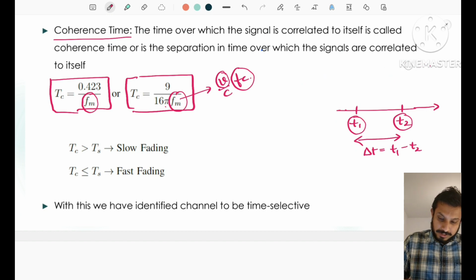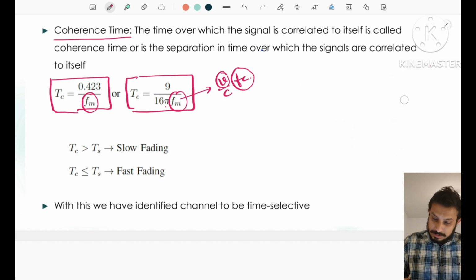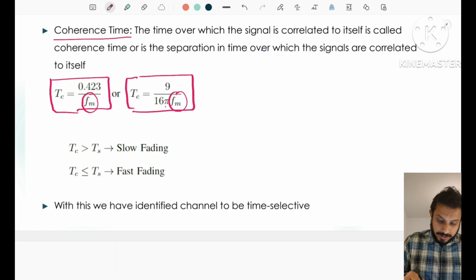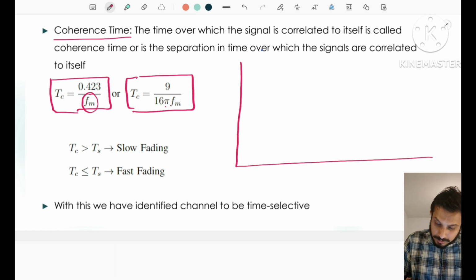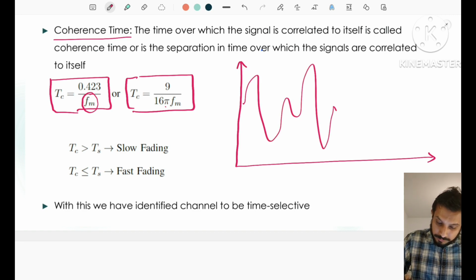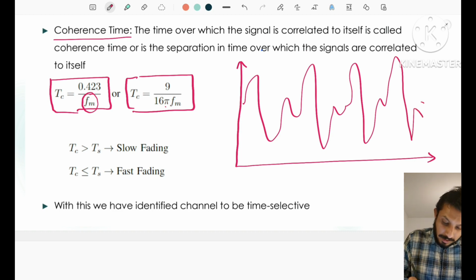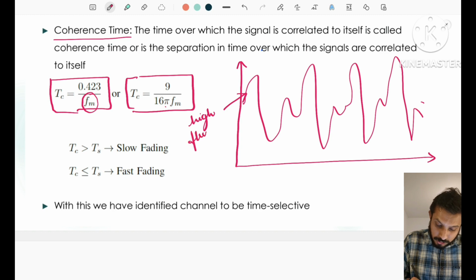So now, to have a better understanding, let's say we have a signal fluctuating such that the signal undergoes high fluctuations. Here the time over which the signal is correlated is probably this time.